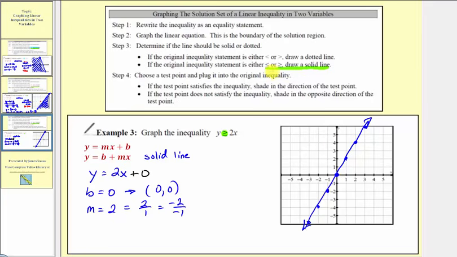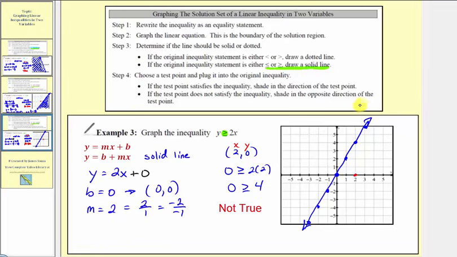Now we want to select a test point to determine which side to shade. In this case, we cannot select the origin though, because notice how the origin is on the line, which is our boundary. So let's select a different point. Let's select this point this time, where the ordered pair would be 2, 0. So using the ordered pair 2, 0, we substitute 2 for x and 0 for y. So we would have 0 greater than or equal to 2 times 2. So we have 0 greater than or equal to 4. This is false or not true.